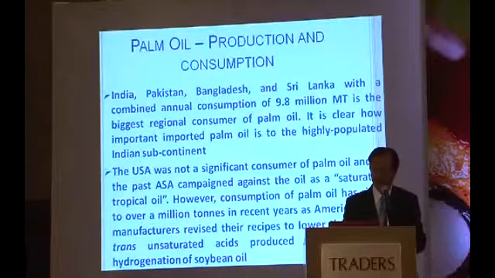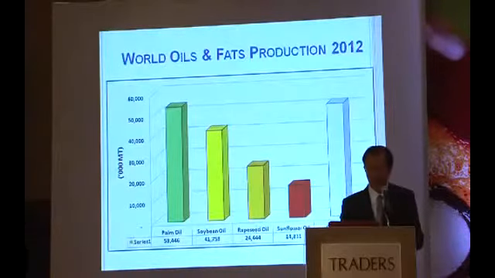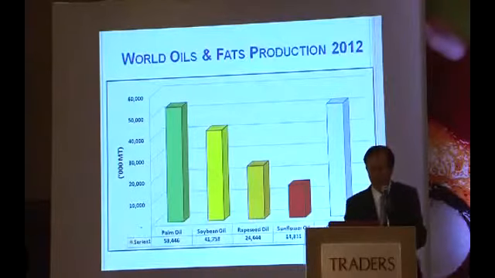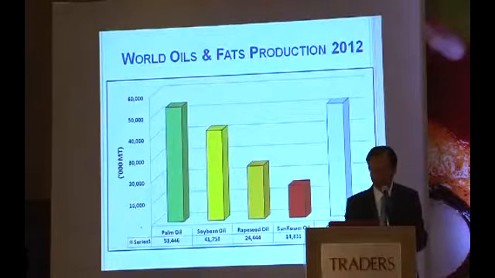And for specific reasons of trying to avoid trans fats, the US is also consuming palm to produce trans-free fat products. So the US is actually importing more than 1 million tons of palm oil from Malaysia right now. So they are also a big importer or consumer of palm oil. So you can see again the comparative dominance of palm oil against soya, rapeseed, and sunflower.